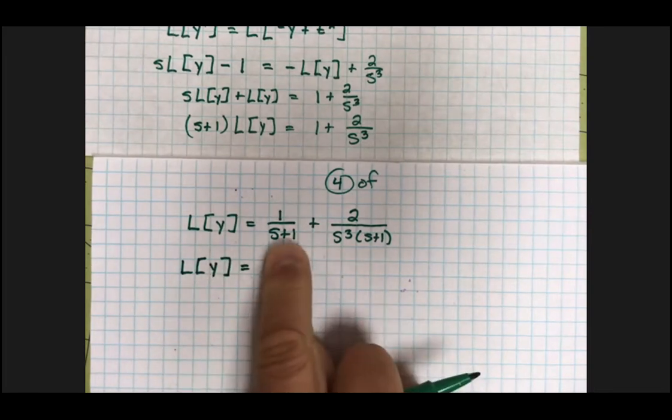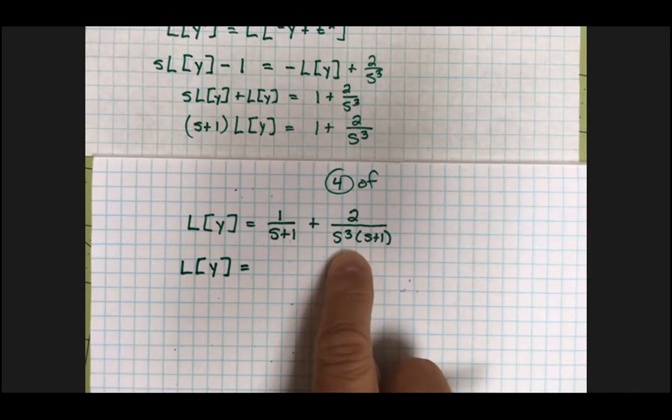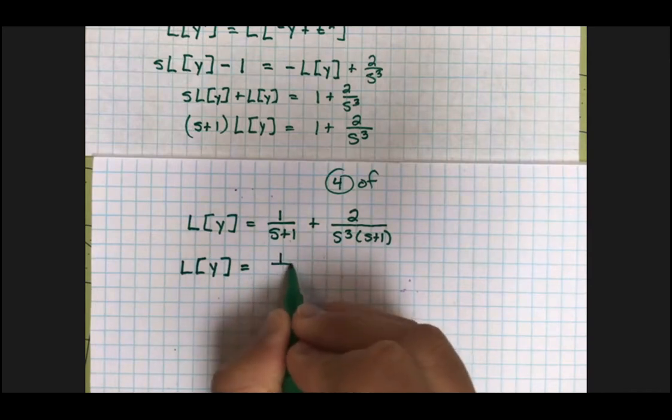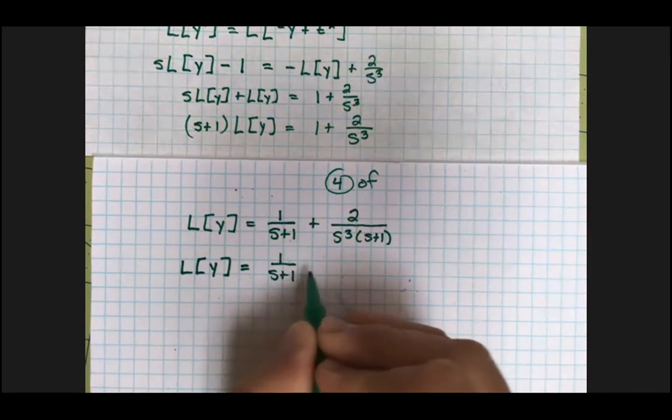You know, first I'll say this one's already prepped to go. I already know that 1 over s plus 1 comes from e to the minus t. That's from my sheet. Right? So there's nothing to decode there. It's this that has to be decoded. It's this that has to be pulled apart.